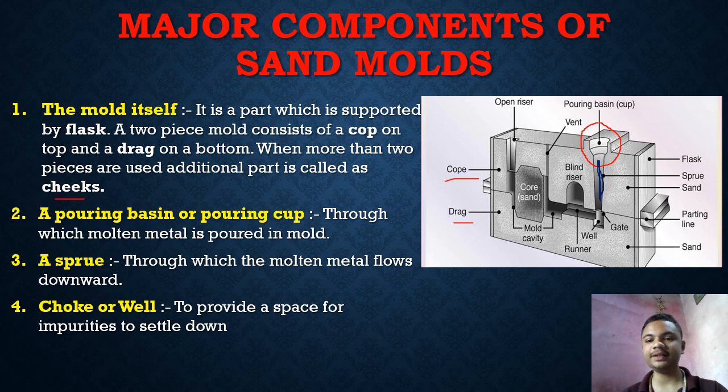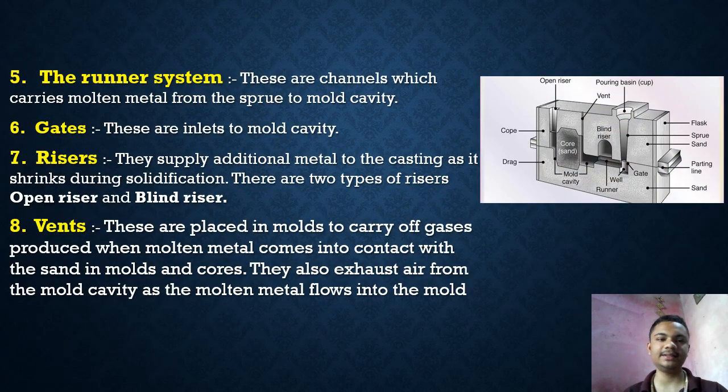Our next component is the choke or well. It is just for trapping some suspended impurities in the molten metal. You can see the choke or well here. Our next component is the runner system. These are the channels which carry molten metal from the sprue to the mold cavity. You can see the runner system here.